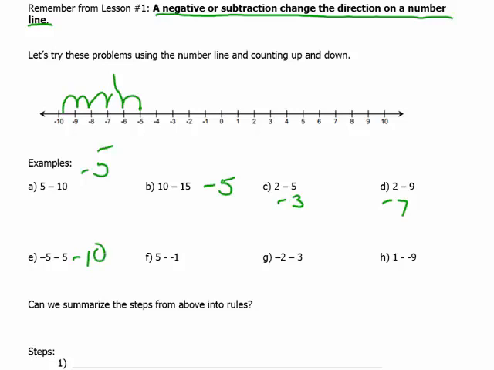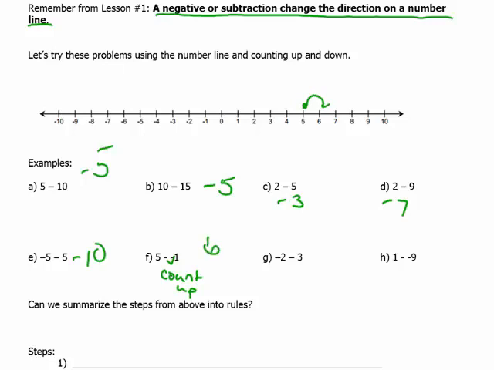All right, now letter F is where they get a little bit tricky. We're starting at 5. Now I first look and it says I should start counting down, but then this other negative says no, I have to change direction. So this means that we're actually going to count up. Normally it would say counting down, but I have to count down a negative 1, which means I have to change direction, and I end up at 6.